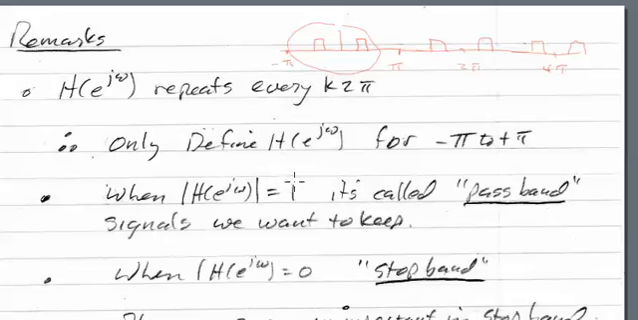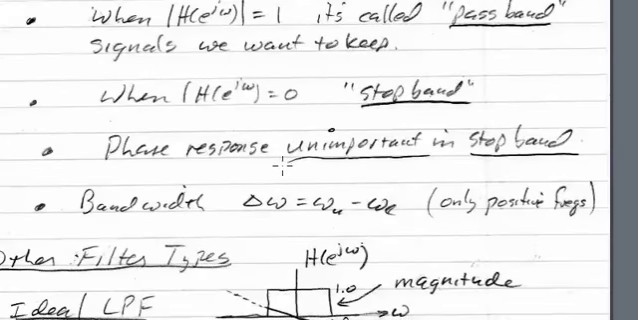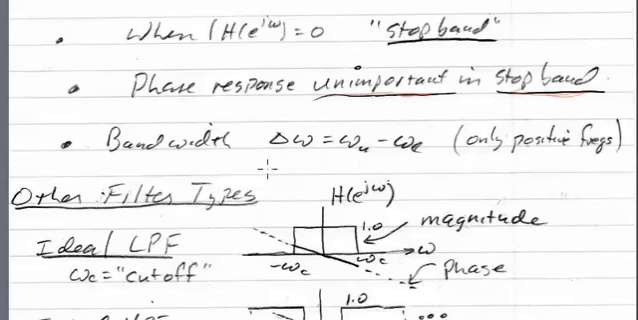Everything where the filter response is 1 is called the passband. Everything in that range is a passband. And everything where the filter has 0 response is called the stopband, because we pass stuff in the passband, and stop stuff that we don't like in the stopband. Again, we already said this before, but we don't care if it's linear phase in the stopband. We can't really distort noise any more than it's already distorted. And finally, the bandwidth. Bandwidth is defined, as we've discussed before, only for positive frequencies. So it's omega U minus omega L.